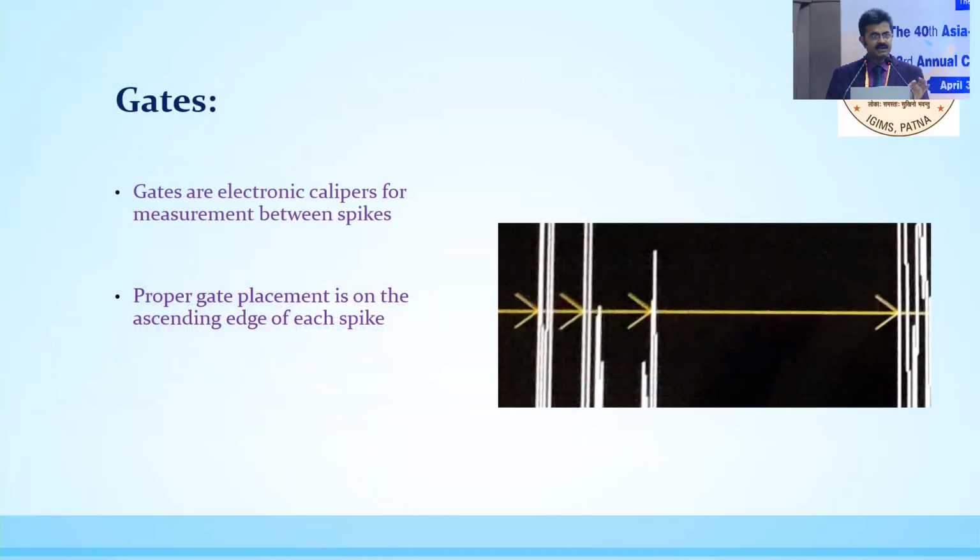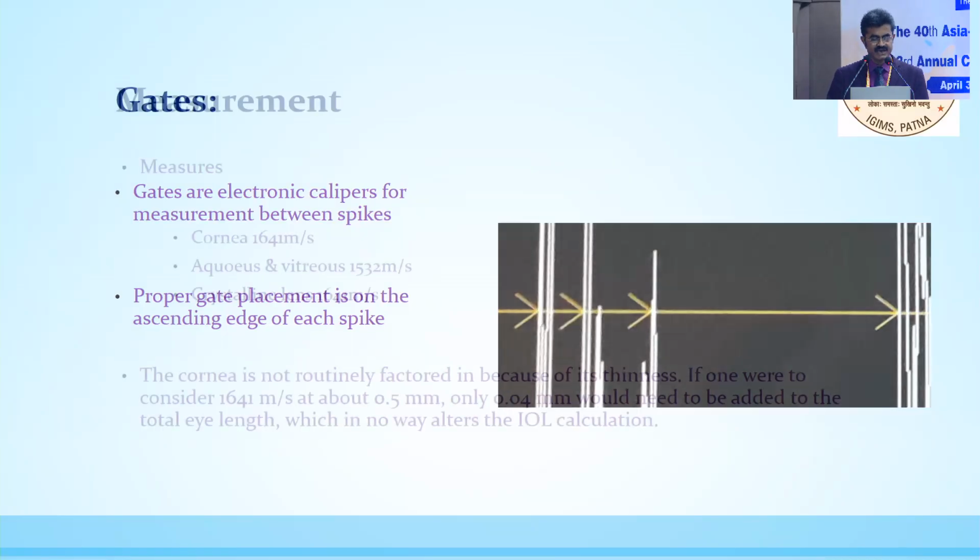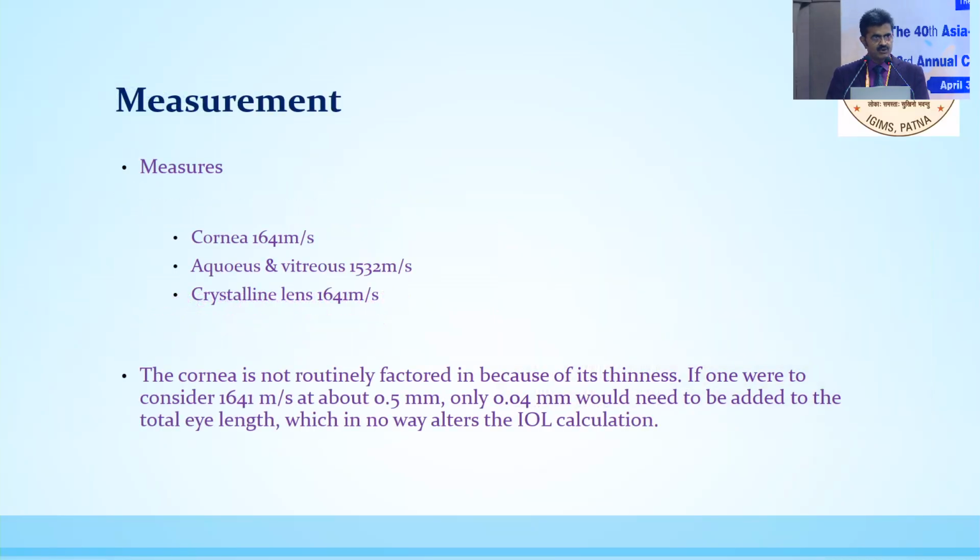Now, gates are basically electronic calipers for measurement between the spikes. When you have any doubts, you have to have correct measurement of the gates. Measurement, as I already told you, is based upon the ultrasonic velocity in different structures. The cornea is not routinely factored because it's too thin.